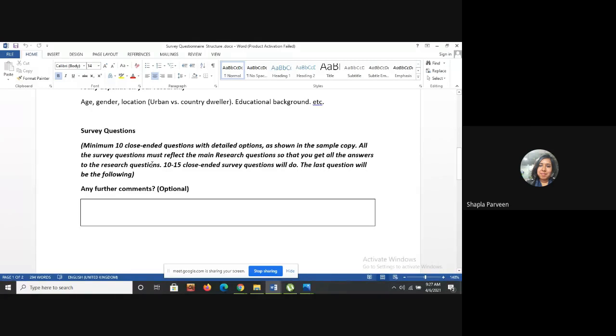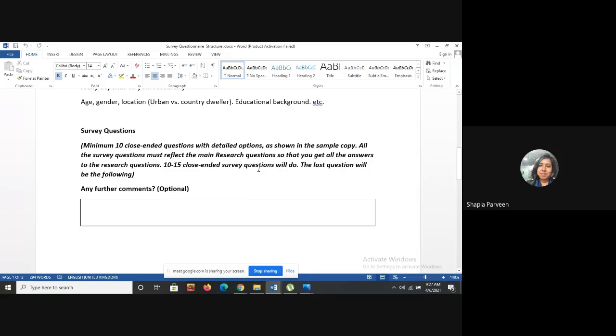All the survey questions must reflect the main research questions so that you get all the answers to the research questions. All right. As I wrote, minimum 10, and then I wrote 10 to 15 close-ended survey questions. If you need more than 10, then make sure that it's not more than 15, otherwise it will be too lengthy. So 10 to 15 close-ended survey questions will do.